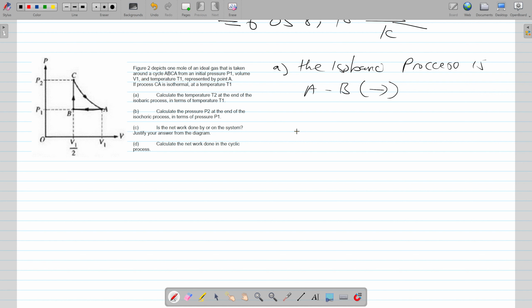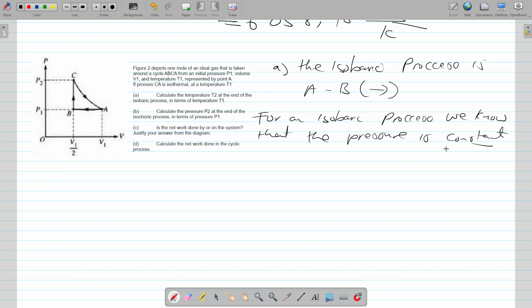And then from there, for an isobaric process, we know that the pressure is constant, right? The pressure is constant for an isobaric process. So if the pressure is constant, we can then conclude that VA over TA is equal to VB over TB, like this. So on our process, let me try to redraw this again. Maybe I'll just annotate right there.